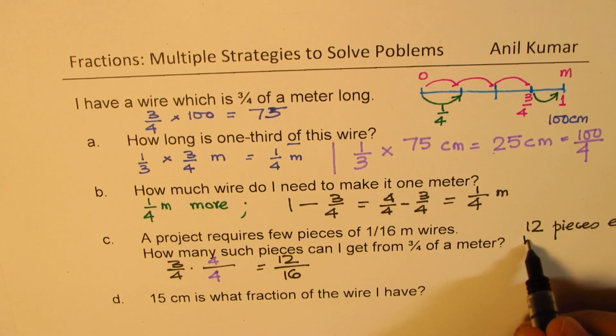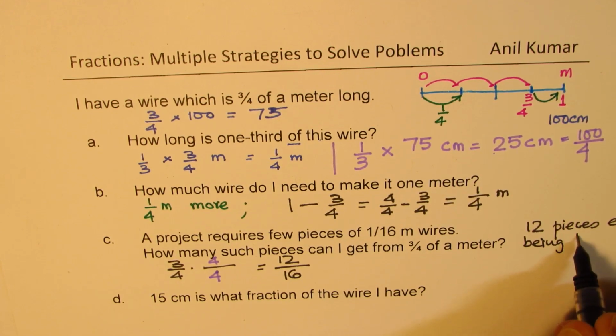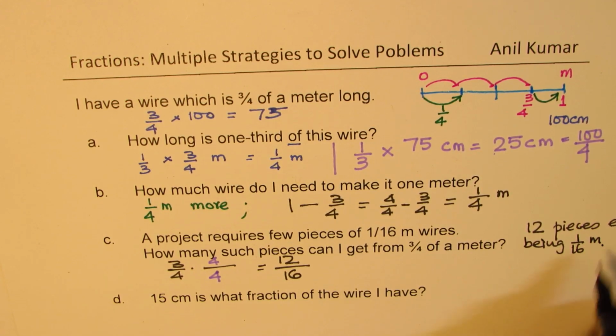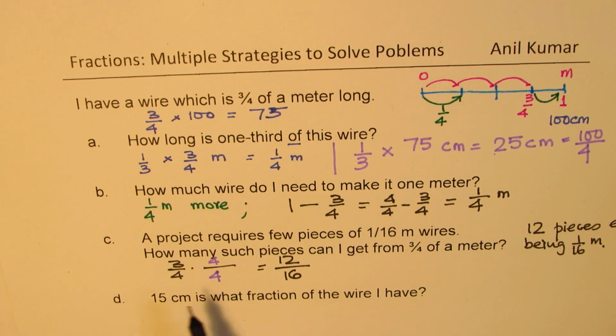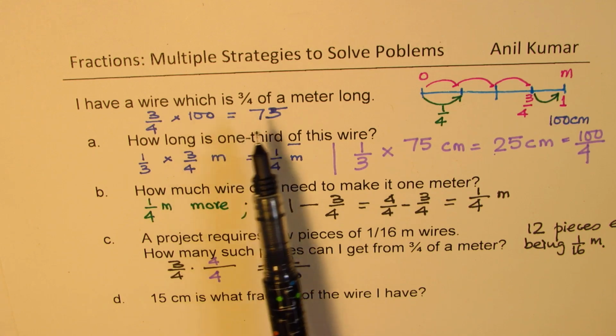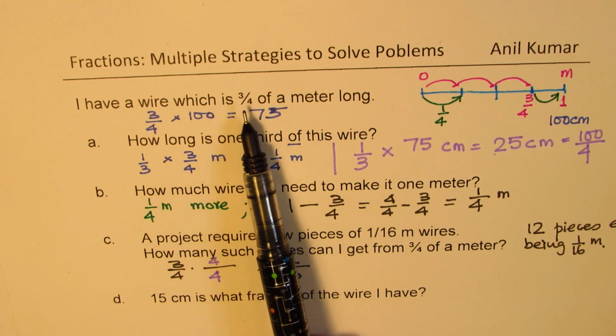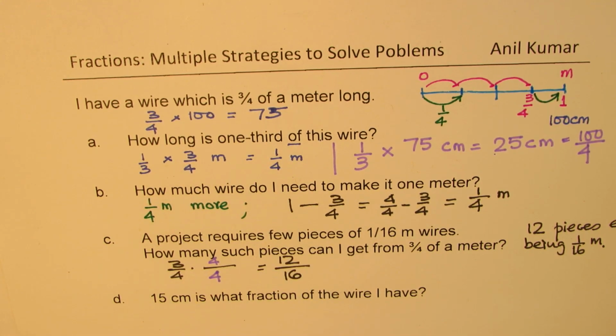each being 1/16 of a meter. Is that clear to you, right? So that is how we can interpret. So we have learned in a way to divide the fraction, correct? So basically what we are doing is that we have 3/4 of a meter with us and we want 1/16 meter. So what we will do here is an alternate method.